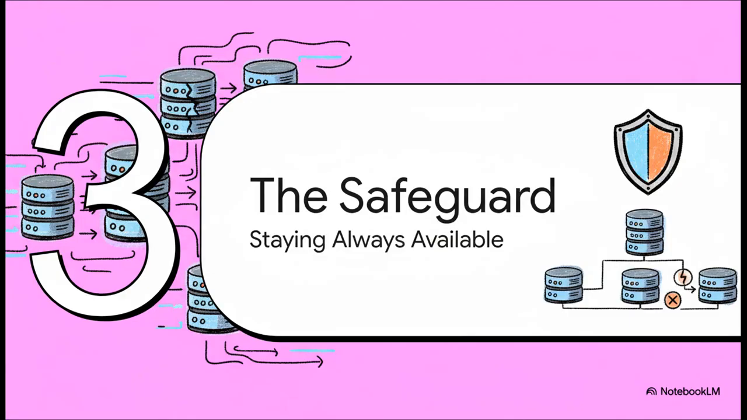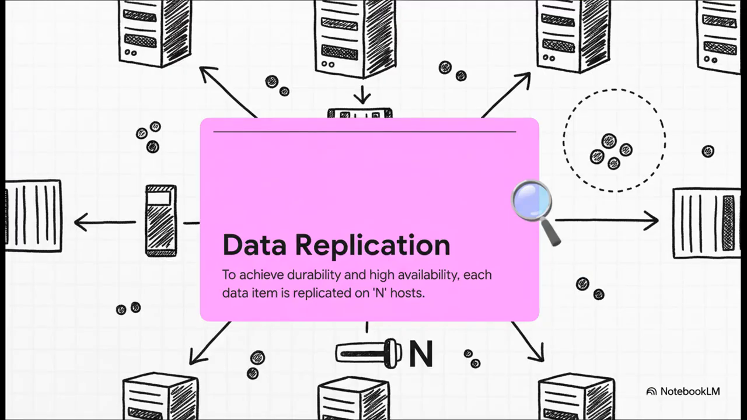Okay, great. Our data is now spread out nice and evenly. But what happens if one of those servers just dies? A power failure, a network card goes bad, whatever. Our next goal is to make sure our system stays up and running even when parts of it fail. The key here, of course, is redundancy. We achieve this through data replication.